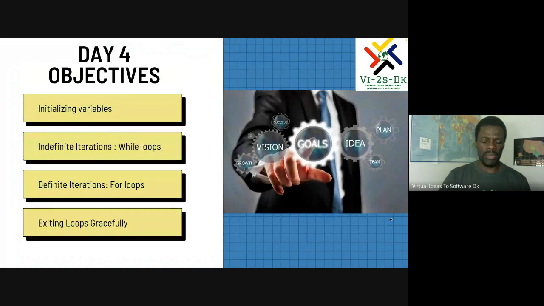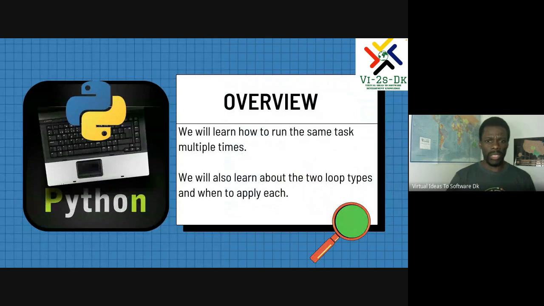A few things that we'll need to do. We'll go back and talk about variables a little bit. We'll look at iterations that are indefinite, and then we'll look at iterations that are definite. And we'll see how we can exit out of an iteration if we meet a certain condition. All in all, we'll learn how to run the same task multiple times, and we'll also learn two different types of loops and when we can apply them.